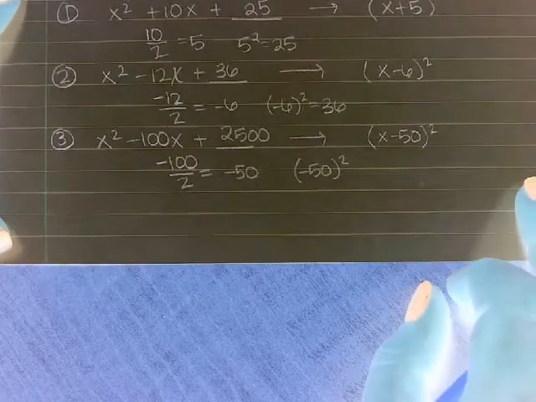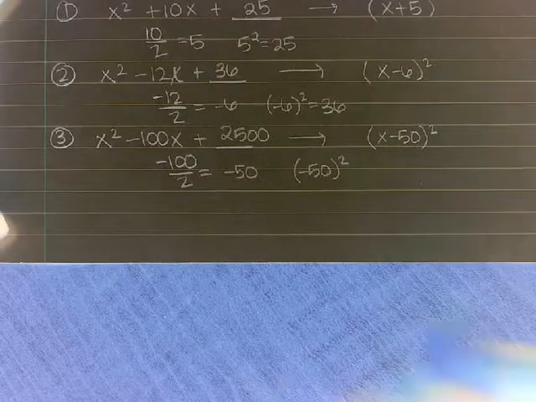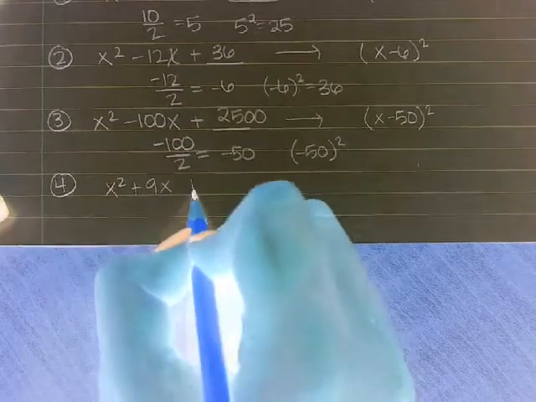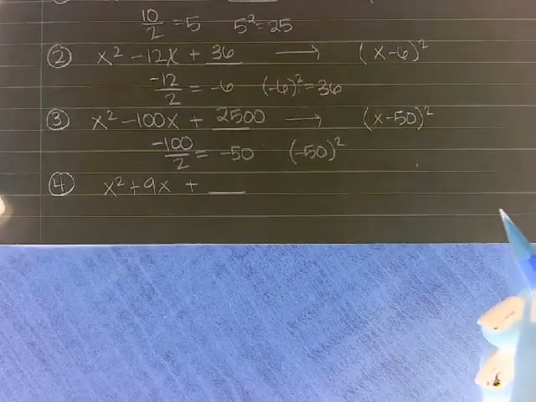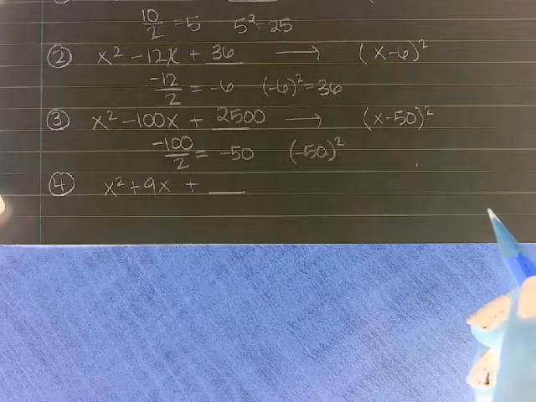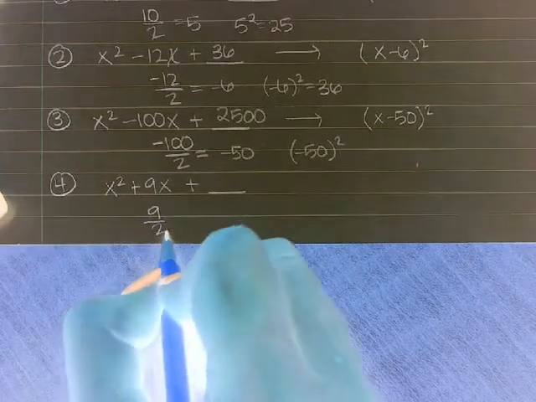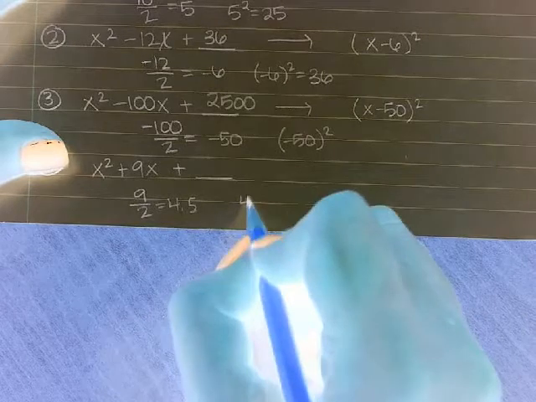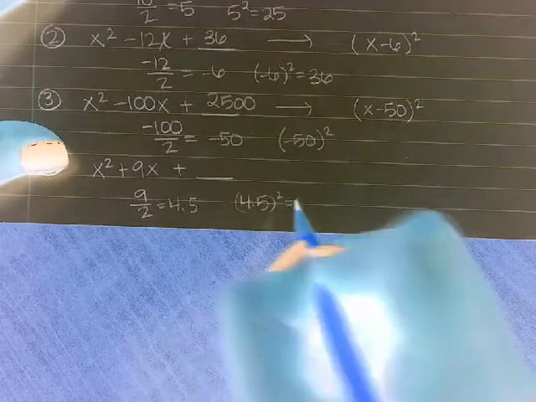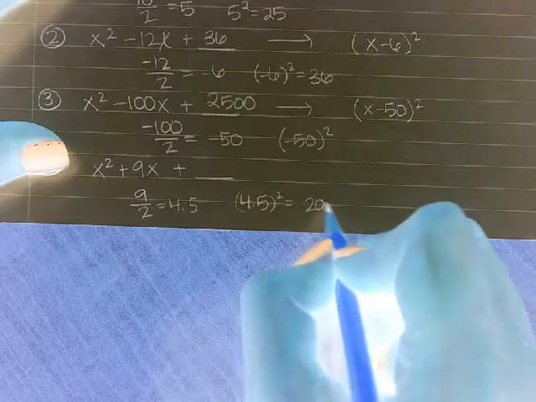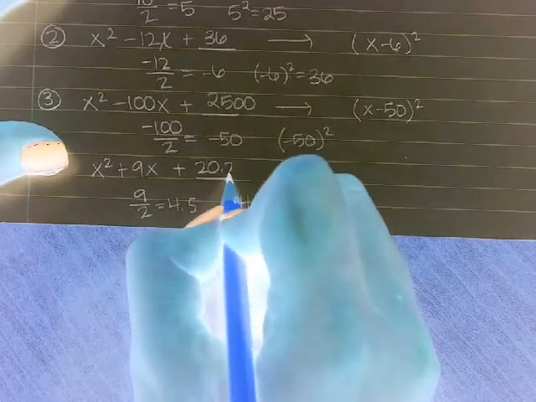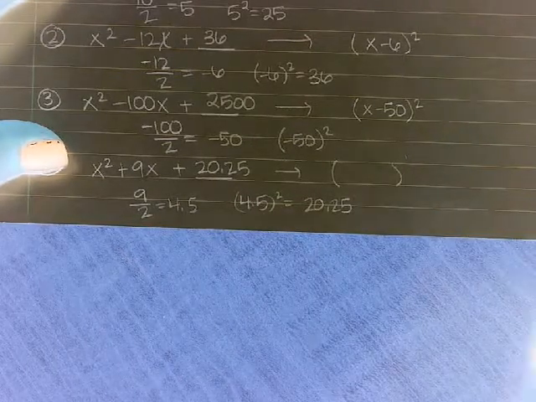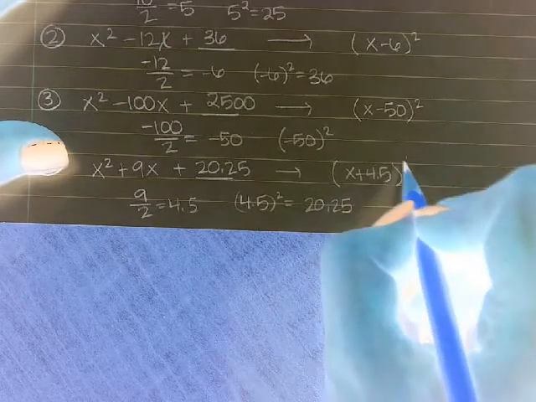Okay, can I give you one with decimals if I let you use your calculator? Okay, so here's going to be the decimal one. We're going to do x squared plus 9x plus something. Why is this about to be decimals? Yeah, it's an odd number. So we're going to say 9 divided by 2 is 4.5. Go ahead and use your calculators. 4.5 squared is 20.25. So that's plus 20.25. And then what do we get when we write it as a completed square? X plus 4.5 squared.